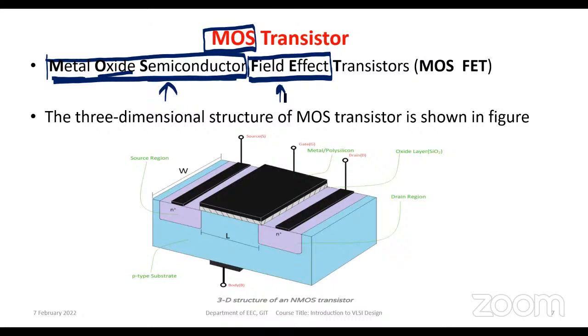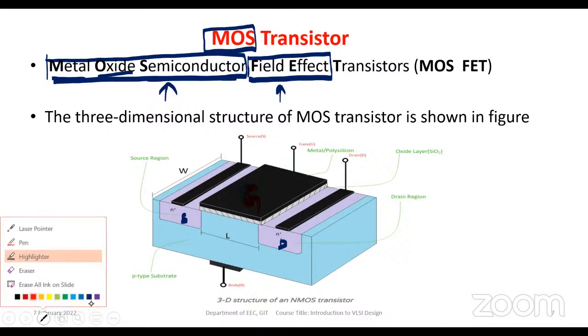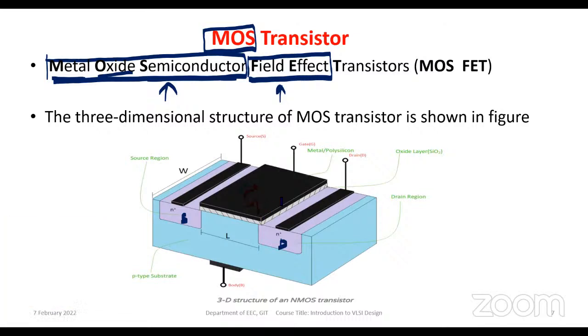So this is the three-dimensional view of the MOS transistor structure. We see that we have a source here, a drain here, and a gate here at this point. It's a gate, actually.